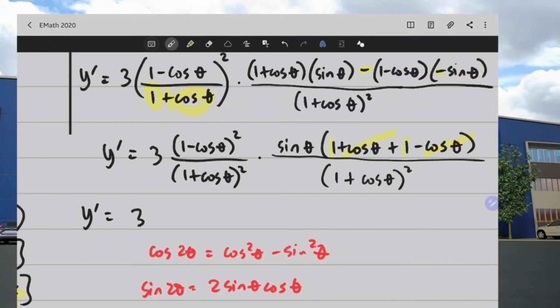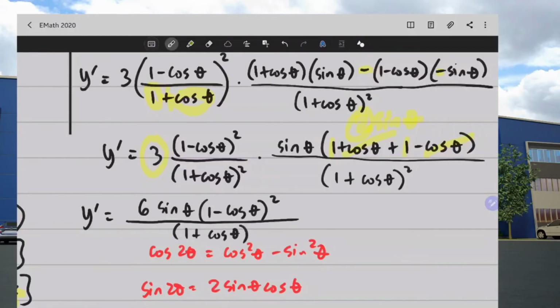So we'll have 3 times 2. This would become 2 sine theta, diba? So, yung 2 dito, multiply lang dito. So, 6 na dapat dito. So, 6 sine theta times 1 minus cosine theta squared over 1 plus cosine theta raised to 4. So, we could express our answer like that. So, this would be our answer.